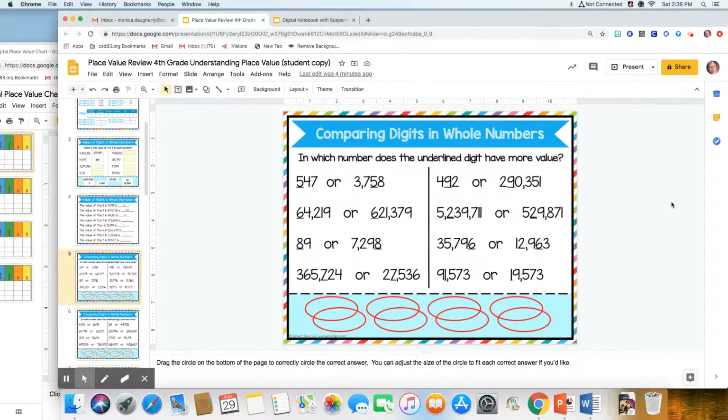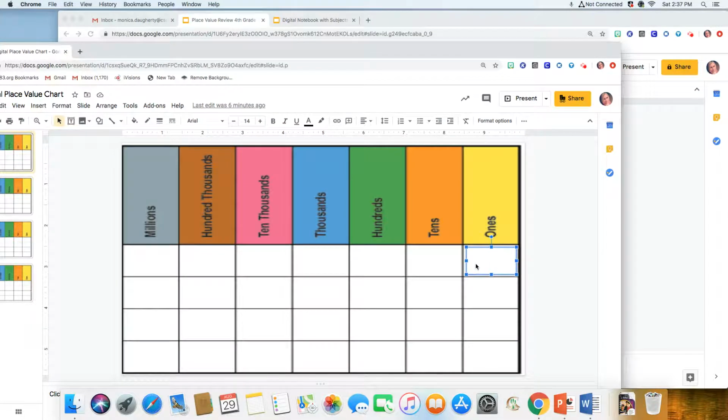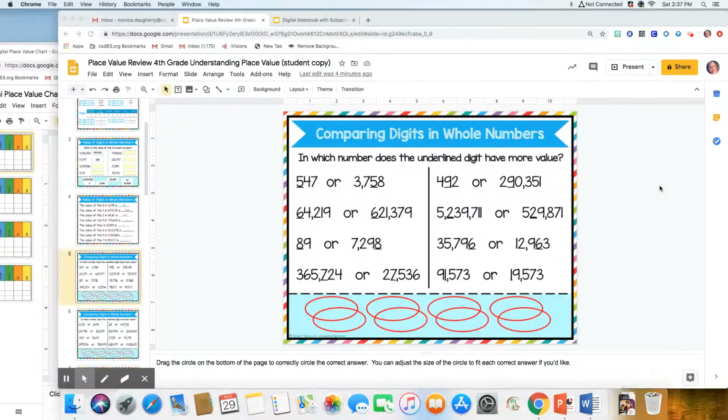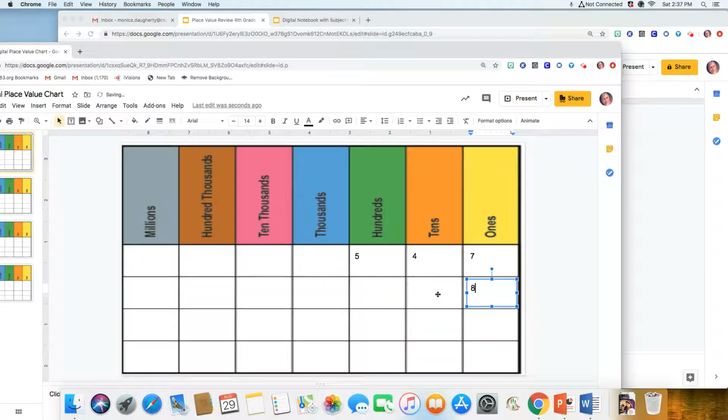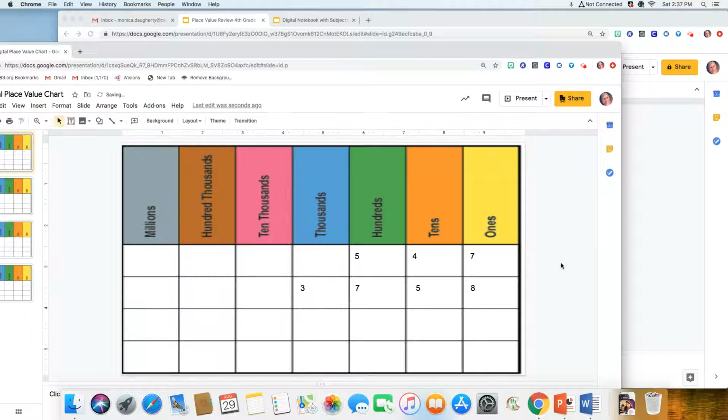Okay, so I'm going to plug in this number, and I always start in the ones. So I'm going to start with 7 ones, 4 tens, and 5 hundreds. Then underneath that one, I'm going to plug in the second one. I have 3,758. I'm starting with the ones: 8, 5, 7, 3.